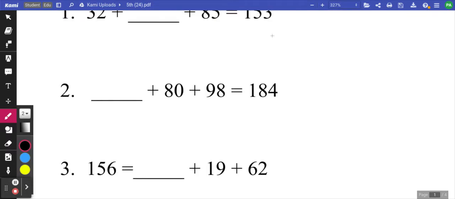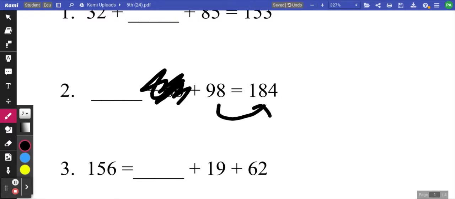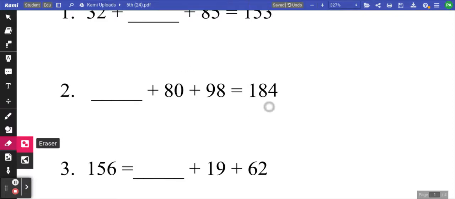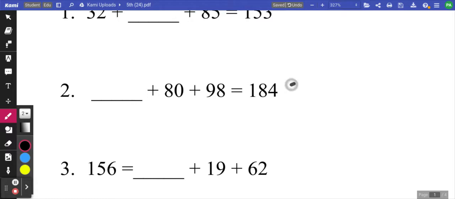So if, let's say for example, this 80 didn't exist, all we'd have to do is subtract 98 over here, right? However, today that is not the case. We have an extra number. So easily right off the bat, all you need to do to figure out what we're going to be subtracting from this total is just adding these two numbers. So 80 plus 98, you get 178.